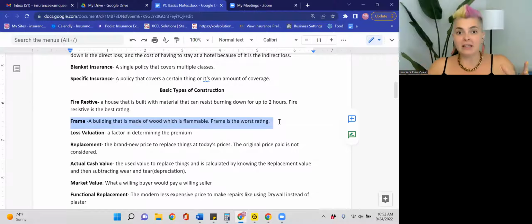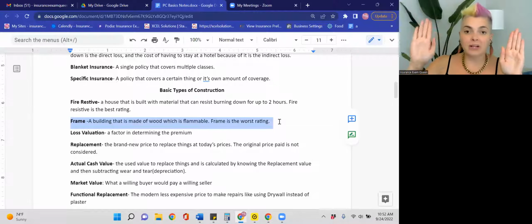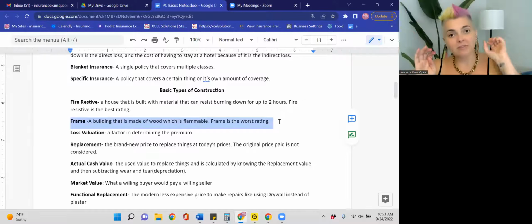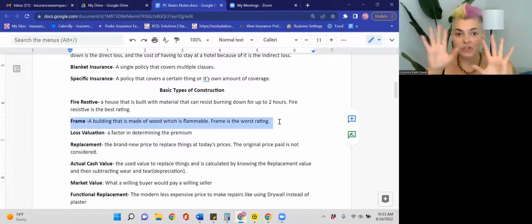So underwriting is going and asking the customer, what materials is your house built with? And if you have a house that is built fire resistive, you will pay a cheaper premium than someone who has a house that is just frame, because frame is the worst rating you can have. It is more likely to go up in flames. It can't resist a fire. So poof, where a fire resistive house can stand there for a little bit while the fire is raging and still be okay. So underwriting is asking these questions.